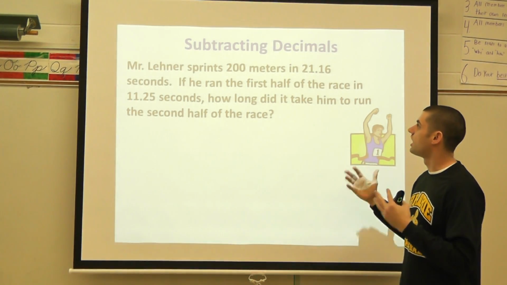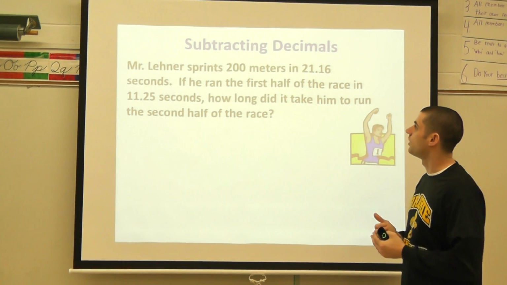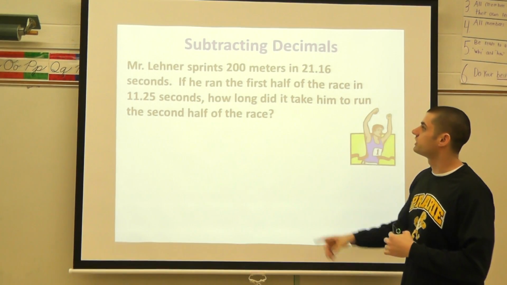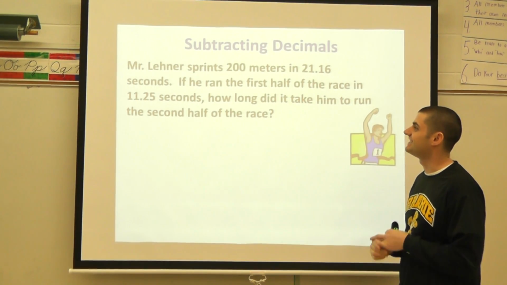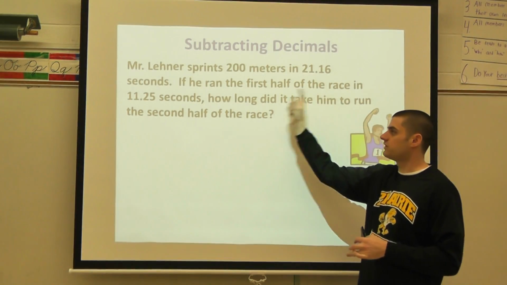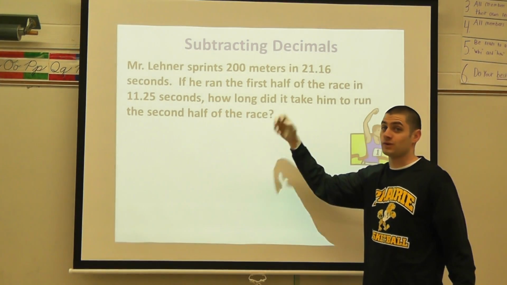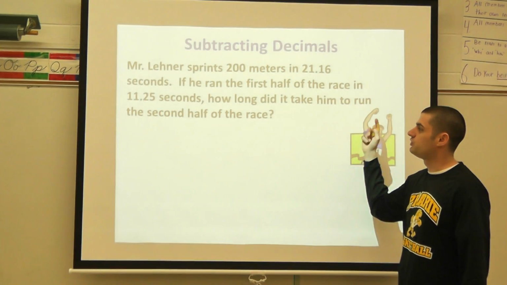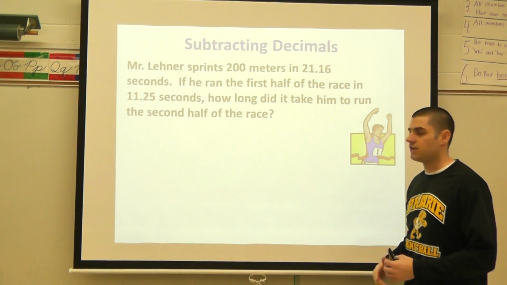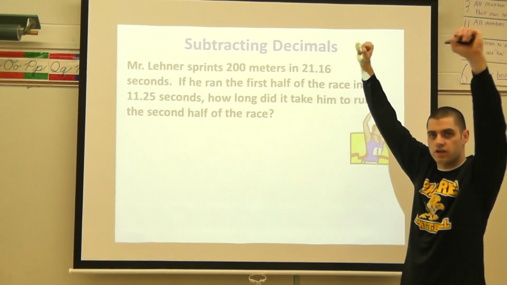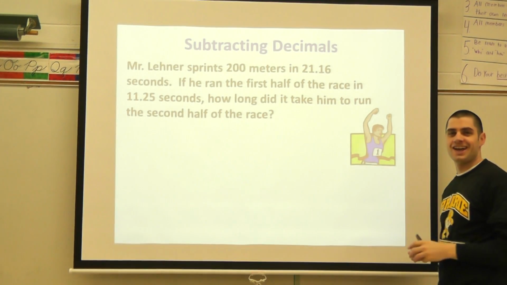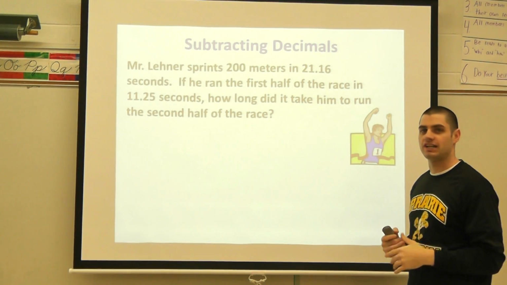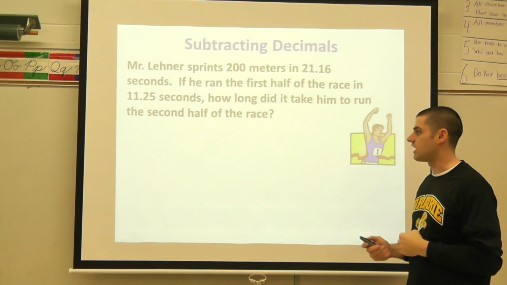So, what information do I know? I know that I'm running 200 meters in a total time of 21.16 seconds. I know that I ran the first half in 11.25 or 11 and 25 hundredths seconds. How long did it take me to run the second half of the race? And hopefully I did well as I break through the barrier here, with our little picture there. So, I know that I can use subtraction in this problem to help me figure it out.